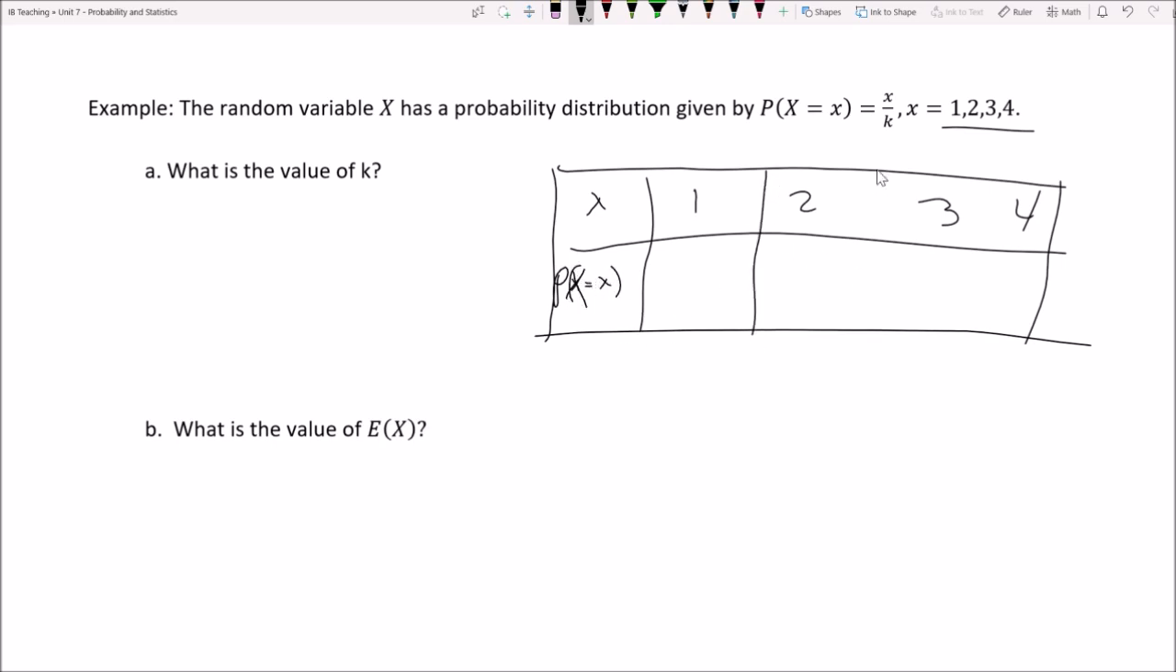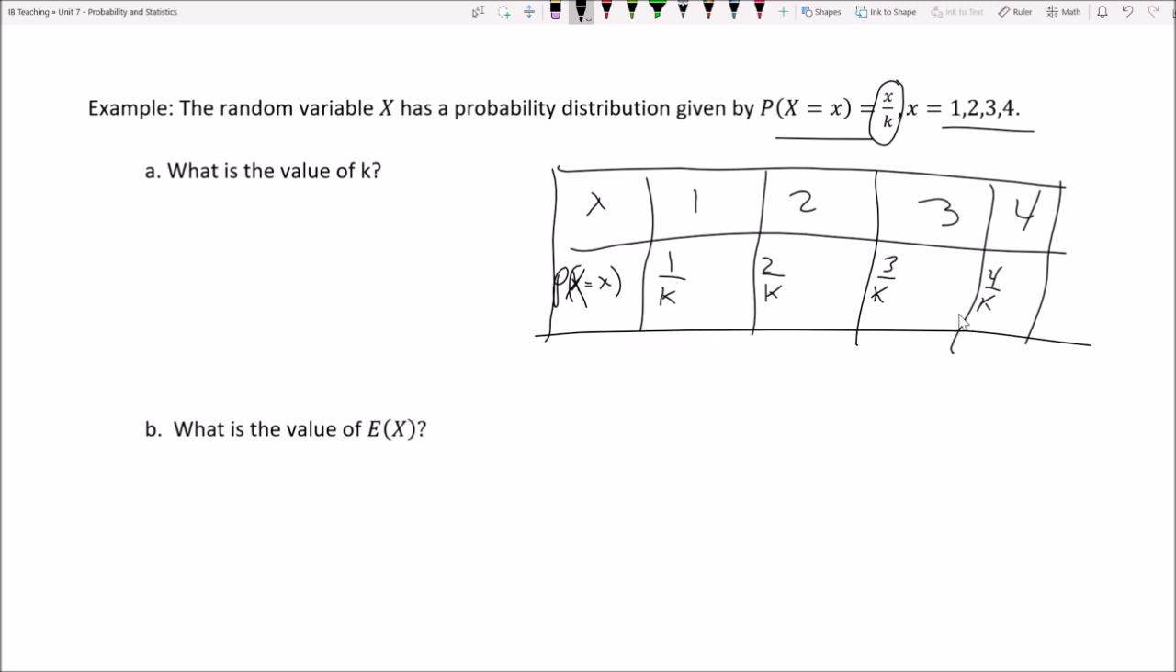So here's what I do know, though. I was given a formula right here that tells me how to figure out the probabilities of each event. So what they say to do is you take x and you divide that by k. And for each of these, we know what x is. For the first one, I plug in a 1, so I get 1 over k. For the next one, I plug in a 2, 2 over k. Next one is 3 over k. And the last one is 4 over k.